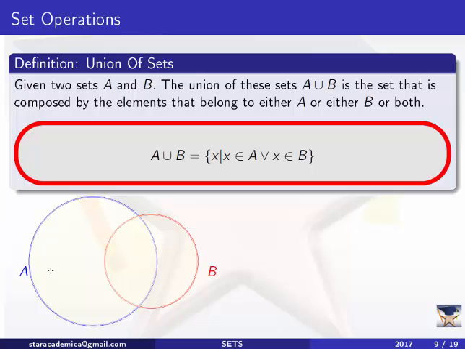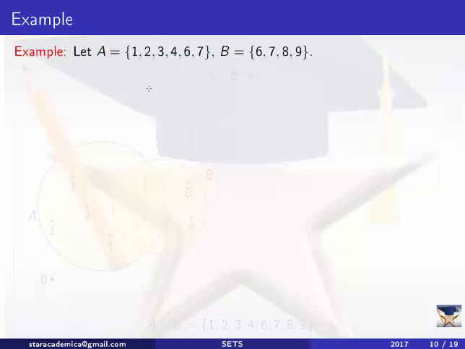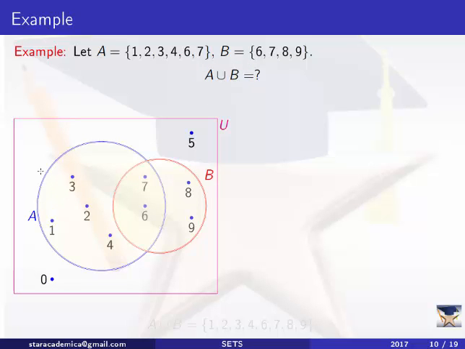So with Venn diagrams, this is the set A, the set B in red, and A union B is everything inside these 2 sets. Here's an example. Given a set A with 1, 2, 3, 4, 6, 7, and a set B with 6, 7, 8, 9 as elements. The question is, what is A union B? Let's picture them in a Venn diagram. Here is the set A and set B. Here 6 and 7 are in common, so they belong to both A and B. This is how we picture them. And extra 0 and extra 5 are outside of A and B.